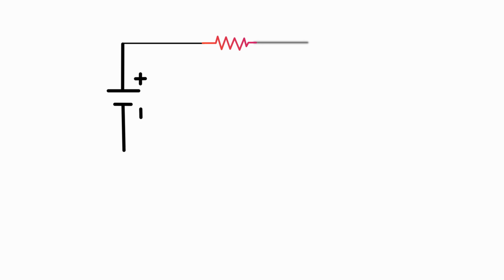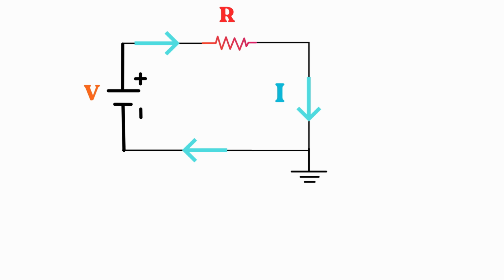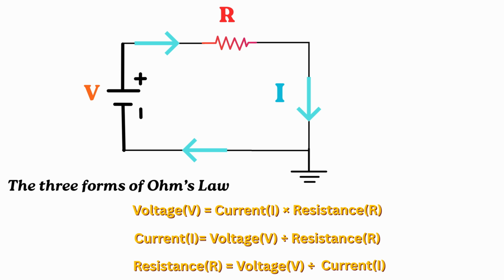Now that we understand the equation, let's see how this works in a real circuit. Here we have a simple circuit, a battery, a resistor, and a connecting wire. The battery provides voltage. The resistor offers resistance, and the current flows through the circuit. We already know the main equation, V equals IR. But depending on what we need to find, we can rearrange this equation.